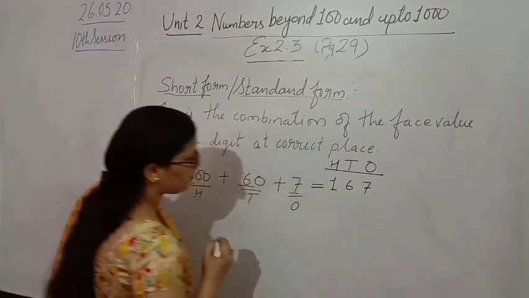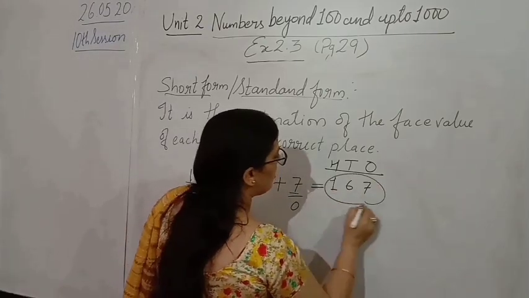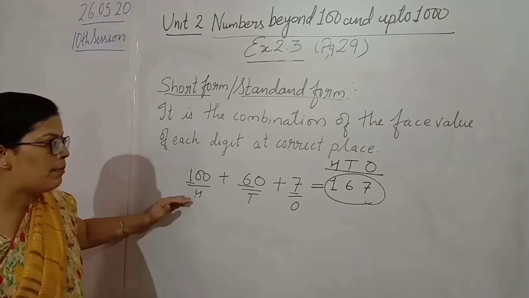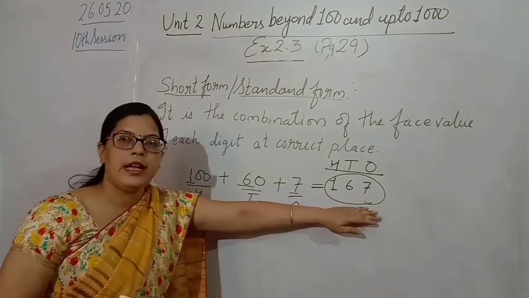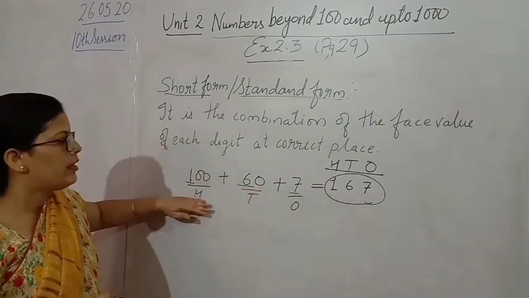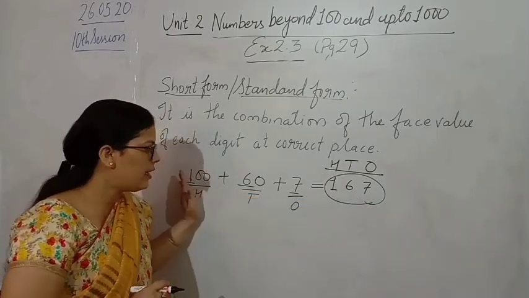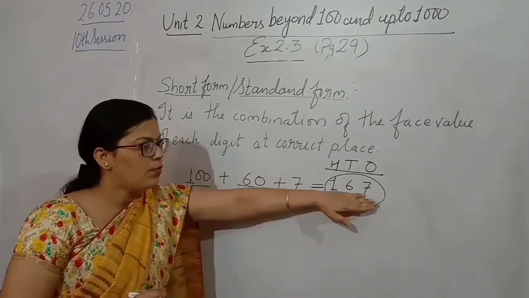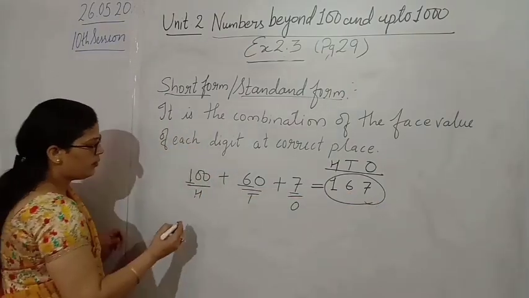So this is the short form. We have combined the face value of each digit and written it at its correct place. So the number is 167. The short form of this expanded form is 167.